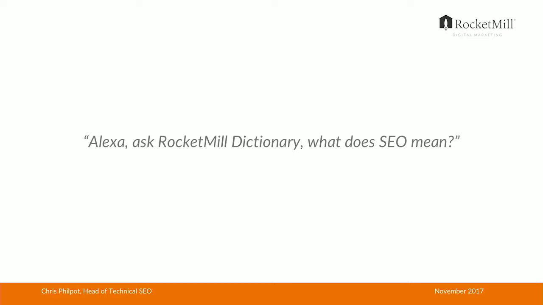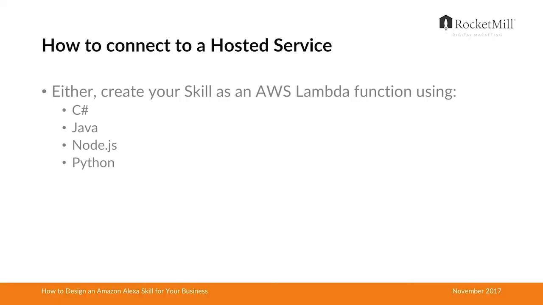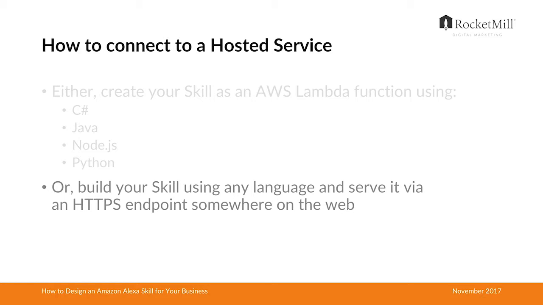And although the Alexa Skills Kit, and indeed the Alexa platform, will very comfortably handle the wake word and the invocation phrase, you need to specify your invocation name in step 1 and your utterance and your slot values in step 2, so that you can now connect it to a hosted service. Now you can either do that as an AWS Lambda function. This is part of Amazon's framework using one of these languages, C#, Java, Node.js or Python, or you can build your skill using any language you fancy and serve it via an HTTPS endpoint somewhere on the web.